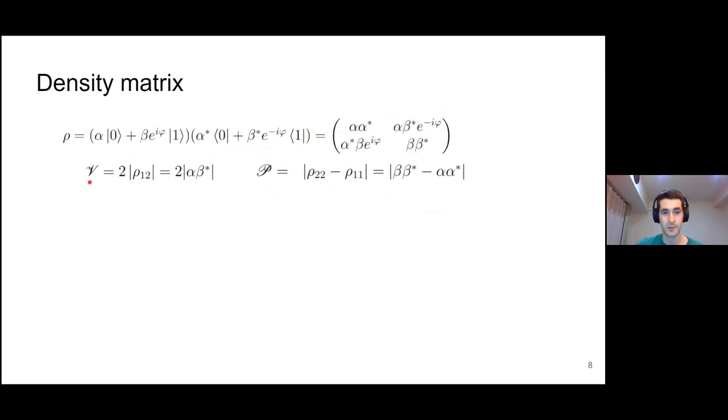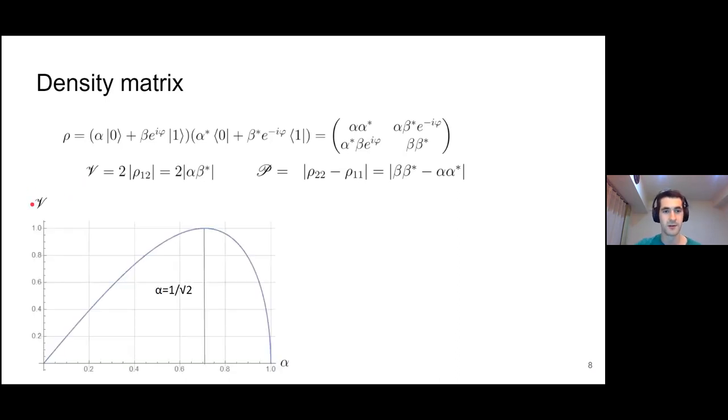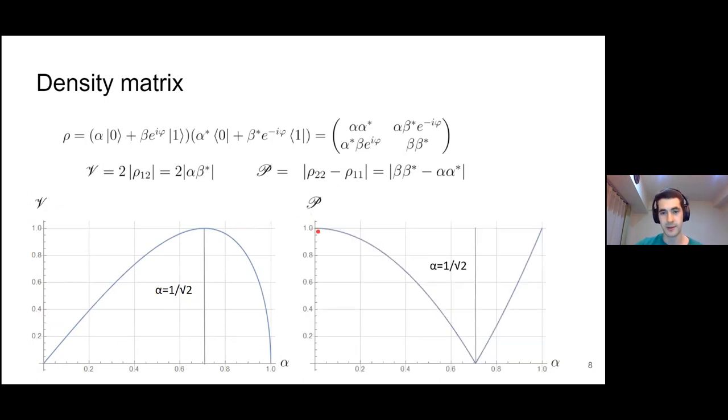And this visibility can be shown to be the same as the visibility we would record, like I explained before, by taking the maximal and minimal intensity of the interference fringes. So plotting V in terms of alpha, we can see that for a perfect superposition, V is maximal and equal to one. And for the predictability P, it equals one for a perfectly defined state zero or one. And for a superposition, it is equal to zero.